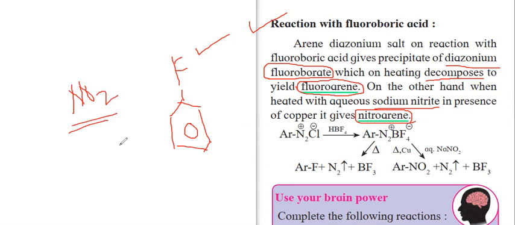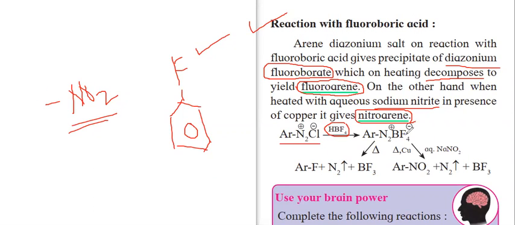Okay, nitro group, NO2 group. See the reaction. This is our arene diazonium salt. It is treated with this fluoroboric acid. See what happens.